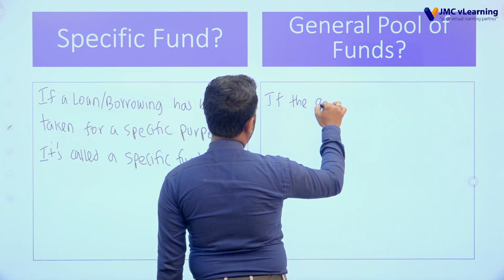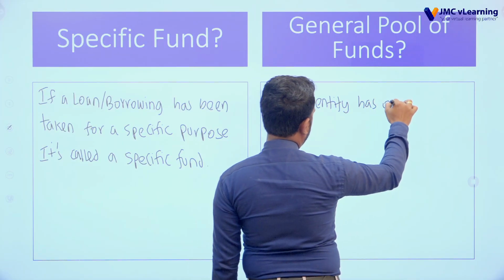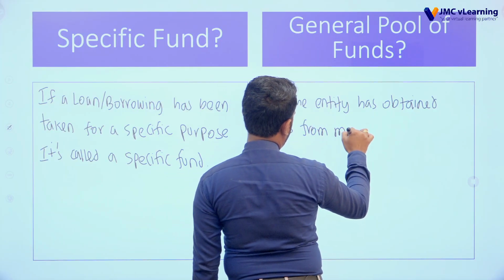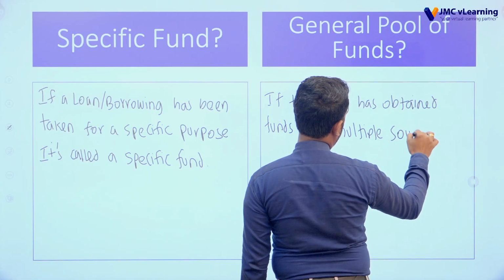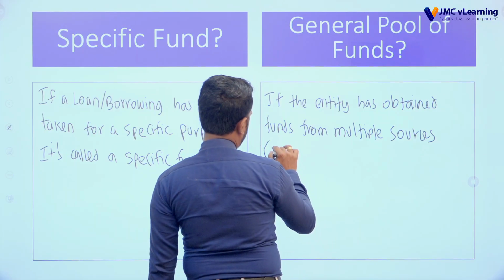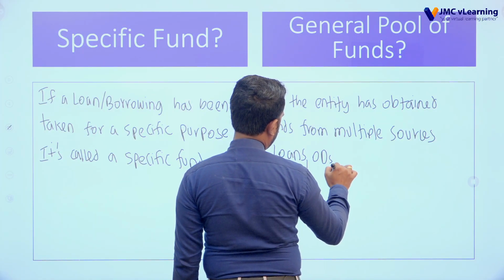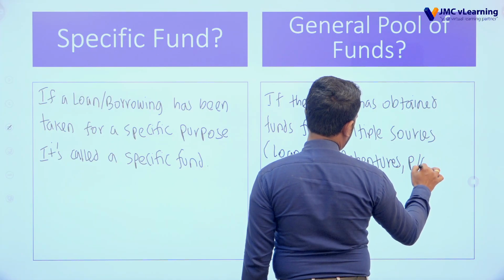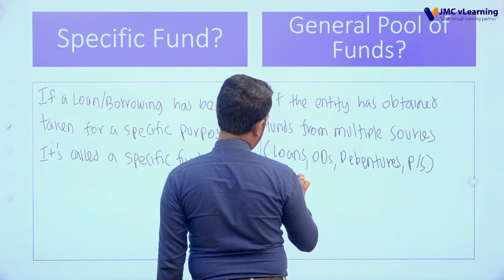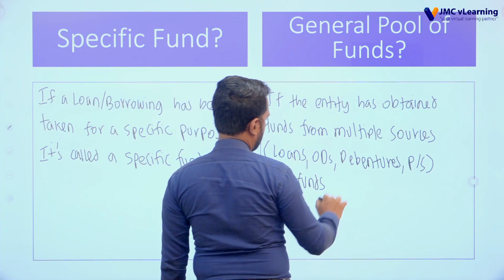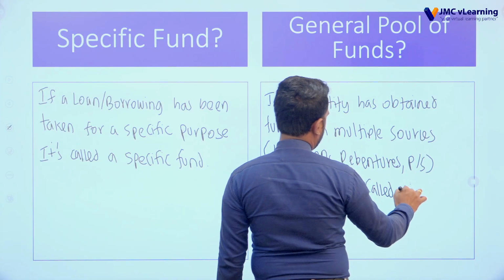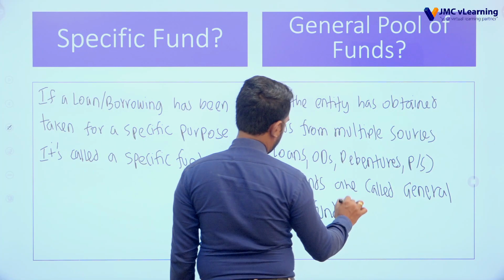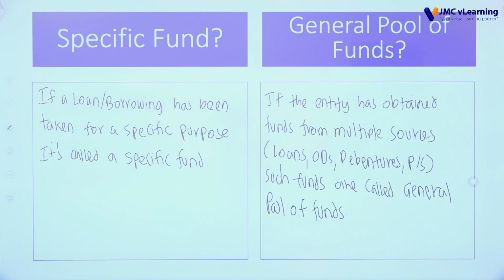If the entity has obtained funds from multiple sources such as loans, ODs, debentures, preference shares, such funds are called a general pool of funds. Right, please take this down.